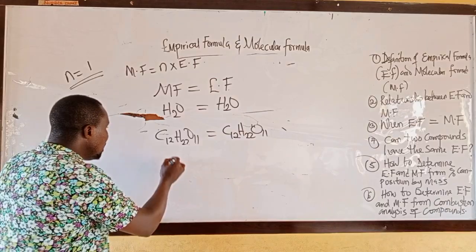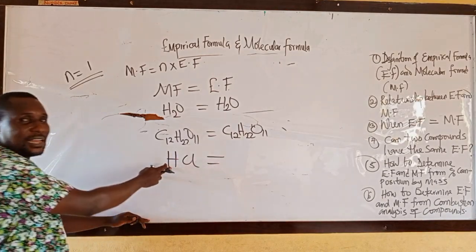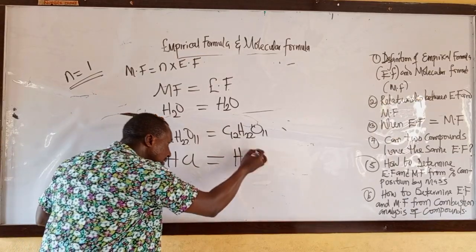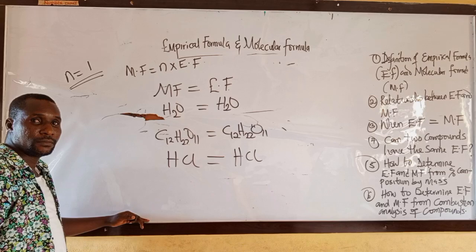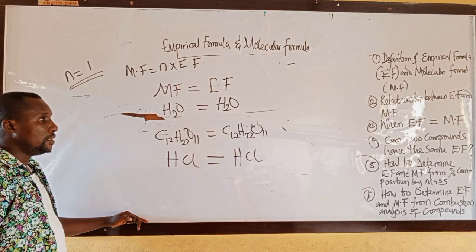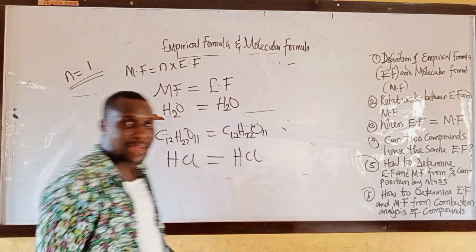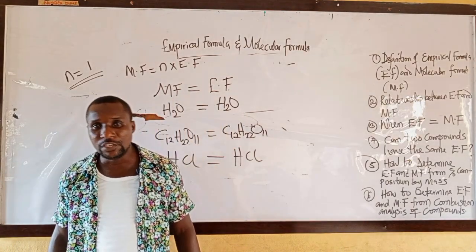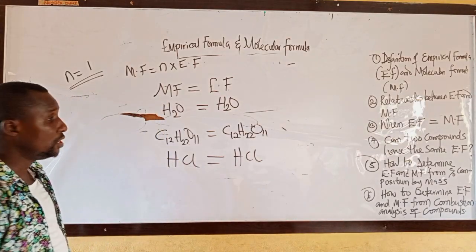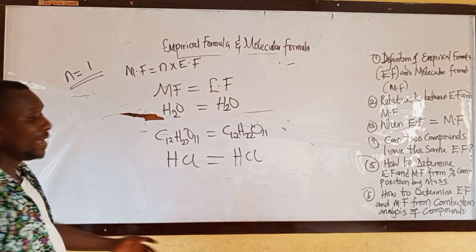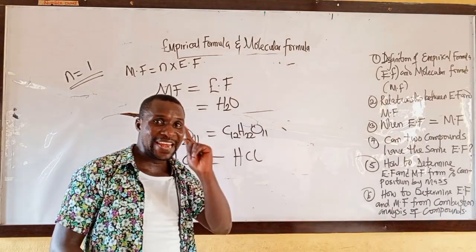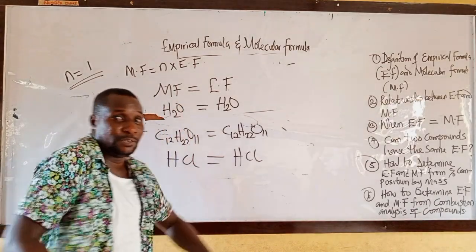When you have HCl, hydrogen chloride, the molecular formula is this. Therefore, the empirical formula is also HCl. Take note of that. That means when n is equal to 1, the molecular formula is equal to the empirical formula. Please take note of that. That means when the molecule cannot be simplified any further, n is equal to 1, and the molecular formula is the same thing as the empirical formula.